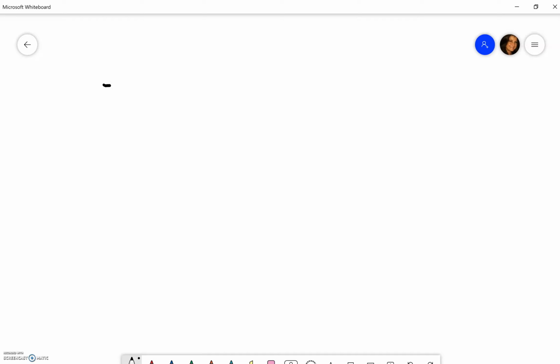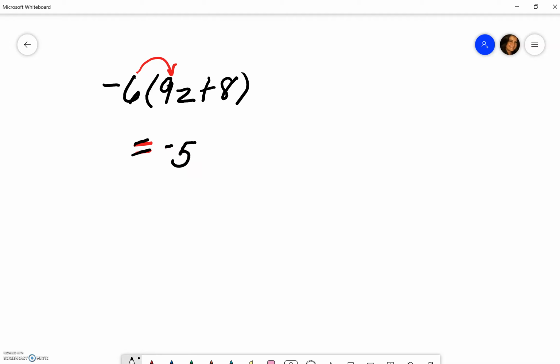So if we have something like a negative 6, and we have 9z plus 8. When we're multiplying this would be a negative and a positive, so we know we end up with a negative answer. So the answer would be negative 54. So that equals negative 54. And don't forget the letter z.